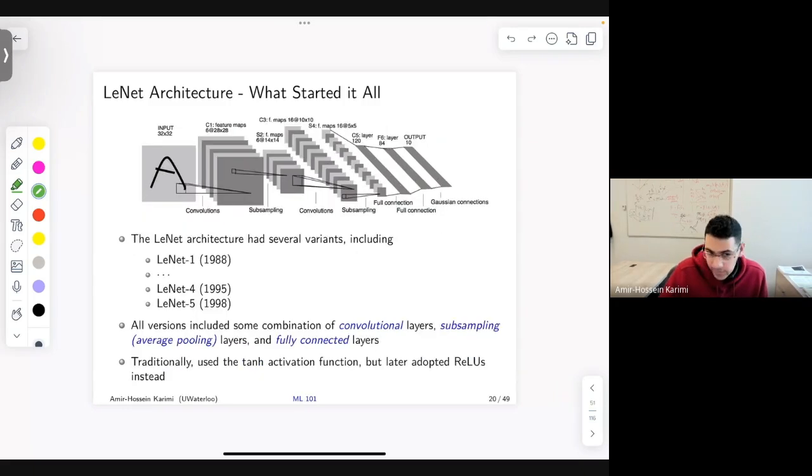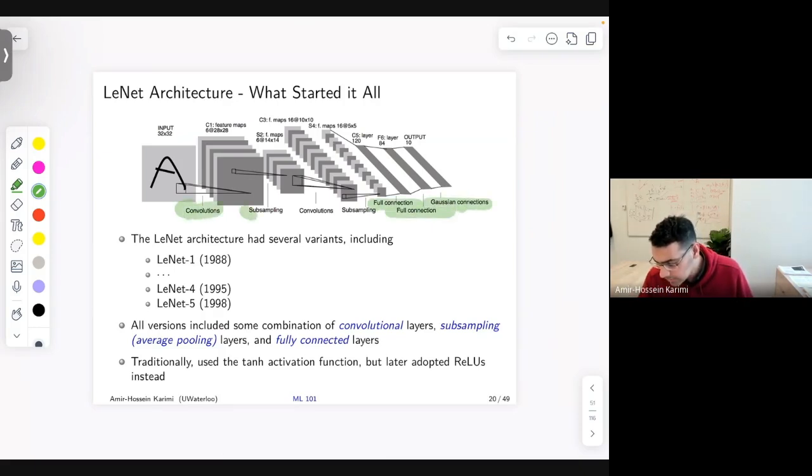As I mentioned, they went through 5 different iterations, and all of the versions included some combination of convolutional layers, pooling layers, and nonlinearities, followed at the end by the fully connected layers. So we had convolutions, then pooling or subsampling, repeated multiple times, and then the fully connected layers in the end.